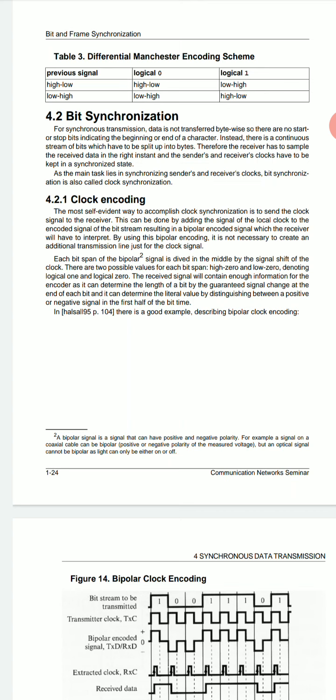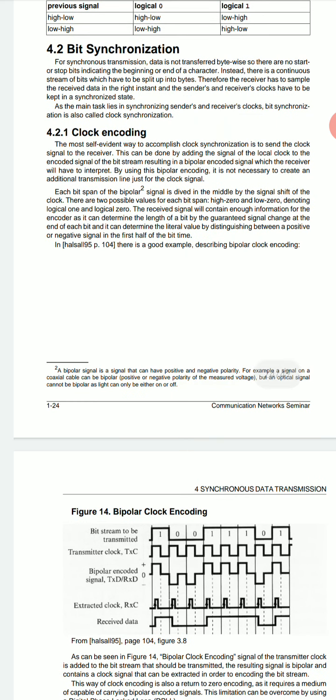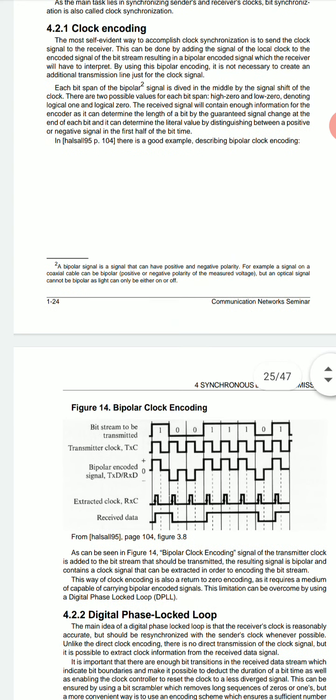So therefore, the receiver has to sample the received data at the right instant, and the sender and receiver clocks have to be kept in synchronization at that time. Our main task is synchronizing the sender and receiver clocks. So we can call this bit synchronization or clock synchronization.